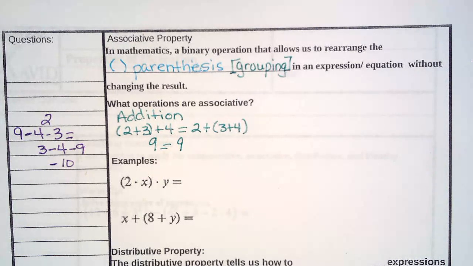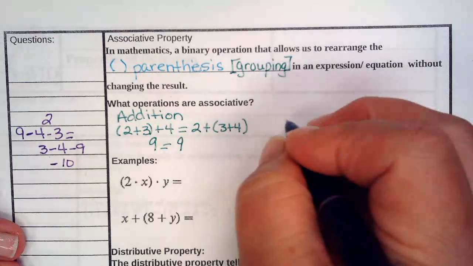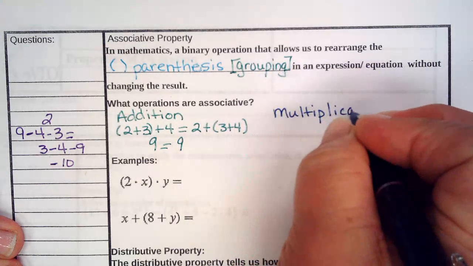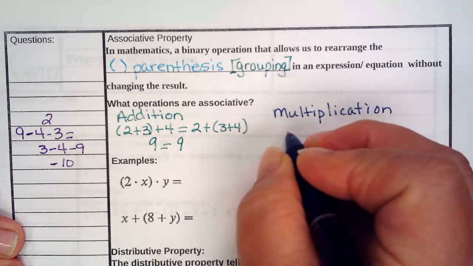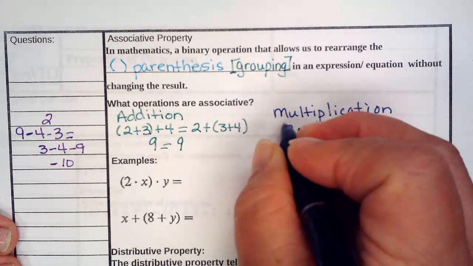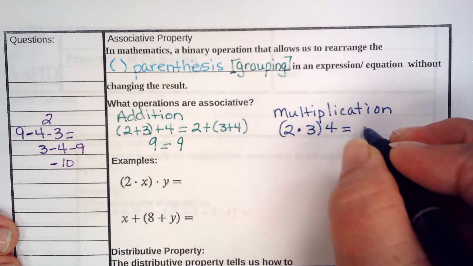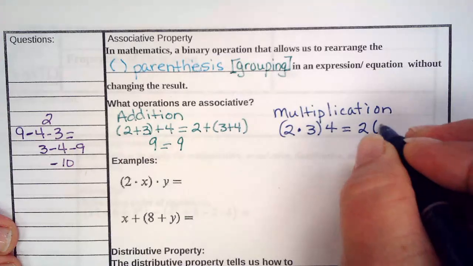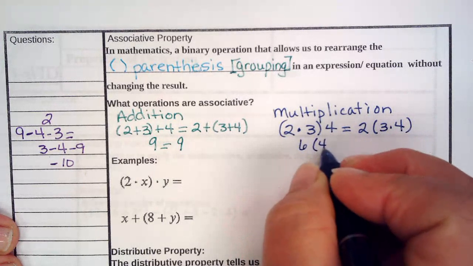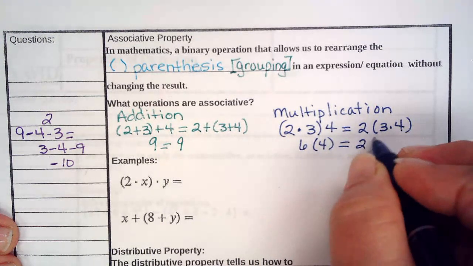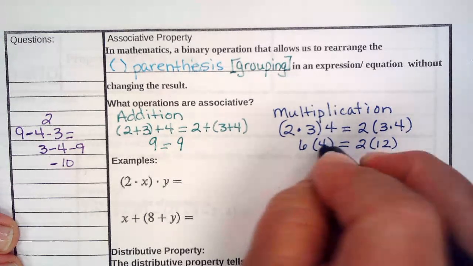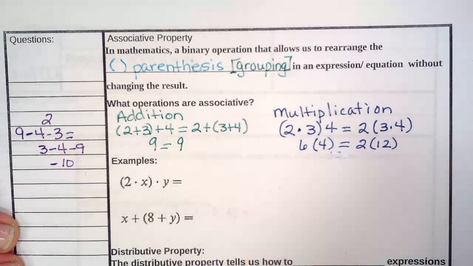What about multiplication? Yes, it would. So if I'm looking at 2 times 3 times 4, and then 2 times the quantity of 3 times 4, I've got 6 times 4, which is 24, 2 times 12, which is 24. 24 is equal to 24. So yes, it works.